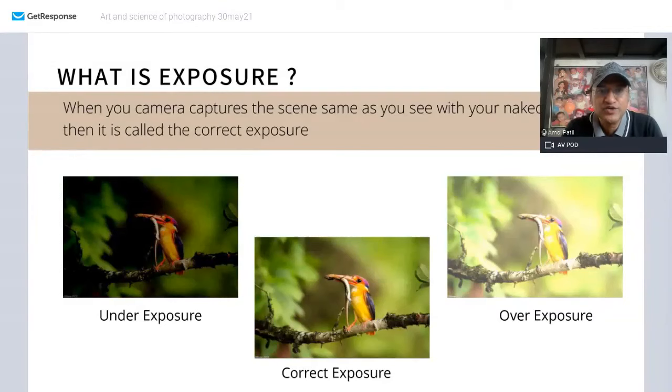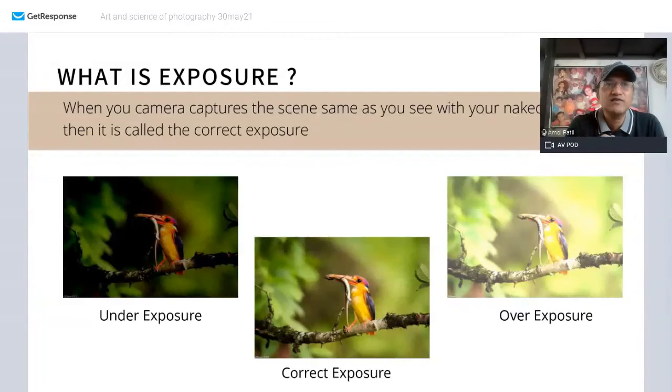The correct exposure, the picture of the oriental dove kingfisher with the skink in its beak, is in the center. And why is it called the correct exposure? Because that is what you are seeing through your naked eyes. That is how the scenario was lit in terms of the quantity of light.